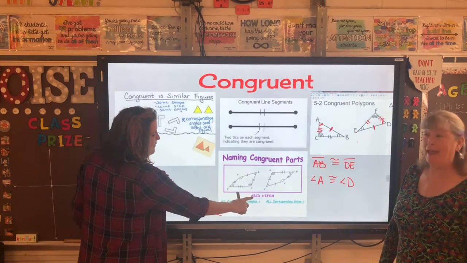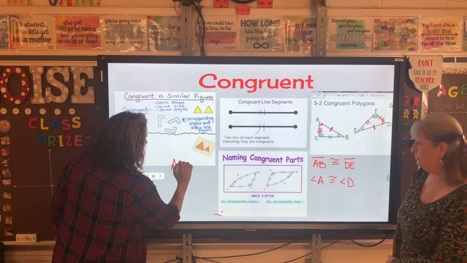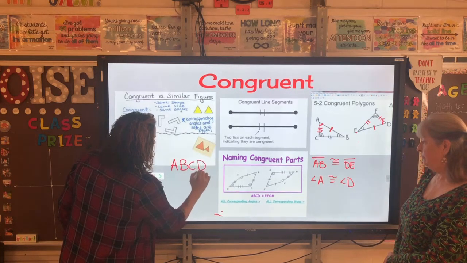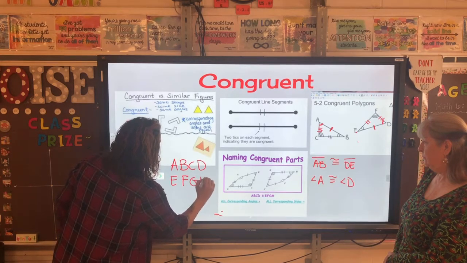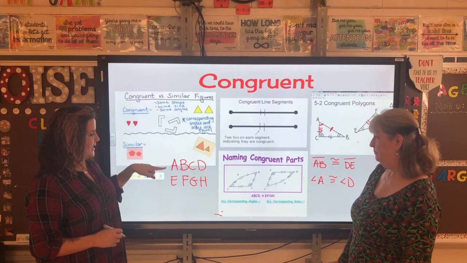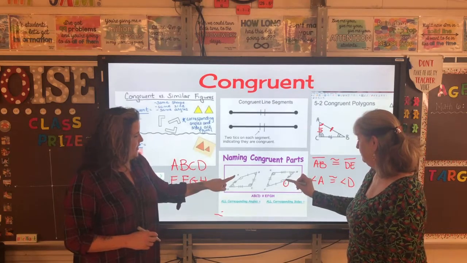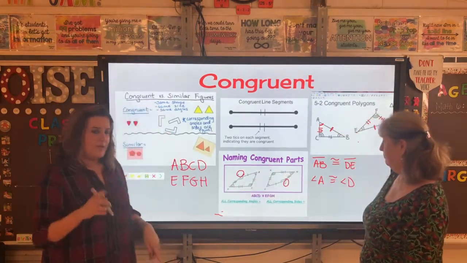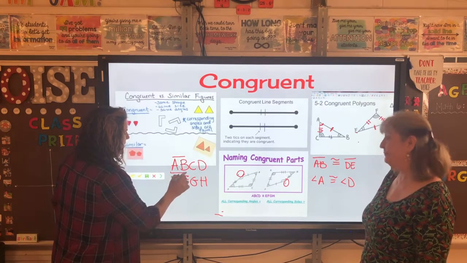So here's a little trick. This says ABCD is congruent to EFGH. So I write them kind of above each other. ABCD is congruent to EFGH. And if I line them up, it shows the corresponding sides. Like angle A is congruent to angle E. So here's A, here's E with their one ticks, right? Line segment AB is congruent to line segment EF.